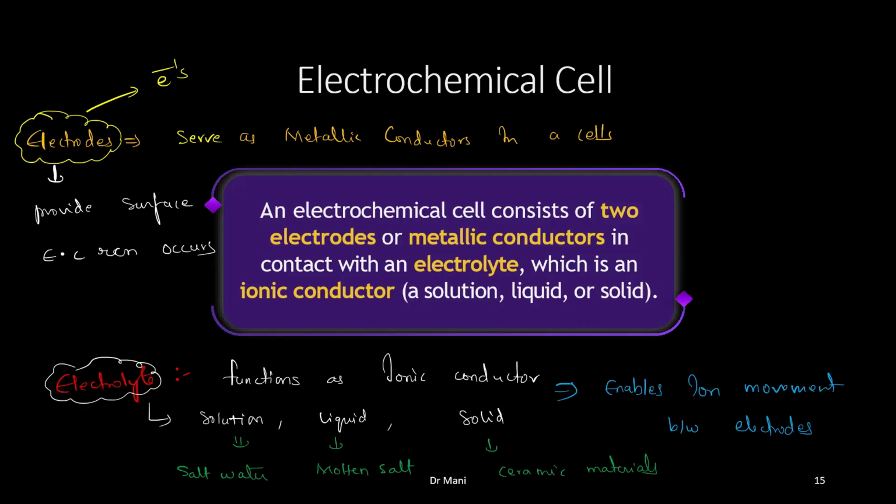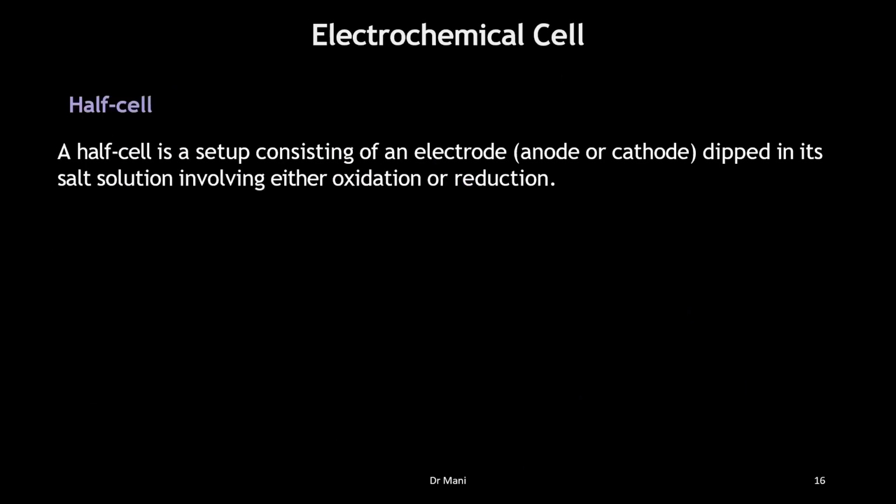So next one, half cell. A half cell is a setup consisting of an electrode, anode or cathode, dipped in its salt solution, involving either oxidation or reduction. So what's happening here? This half cell is a very crucial component of the electrochemical cell. Why? It could be anode or cathode. The main thing is, based on whether it is anode or cathode, the oxidation or reduction will happen.